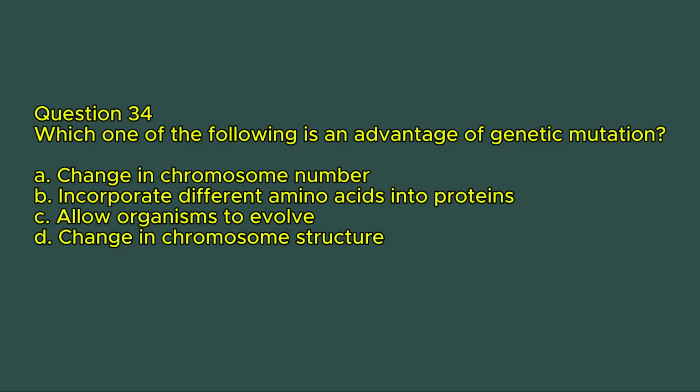Question 34. Which one of the following is an advantage of genetic mutation? A. Change in chromosome number. B. Incorporate different amino acids into proteins. C. Allow organisms to evolve. D. Change in chromosome structure.